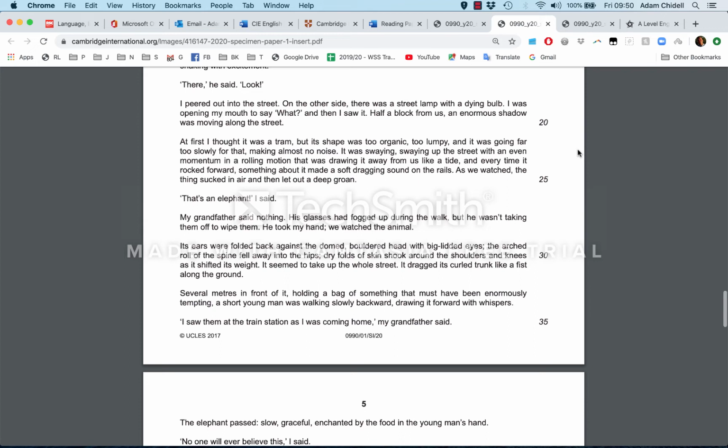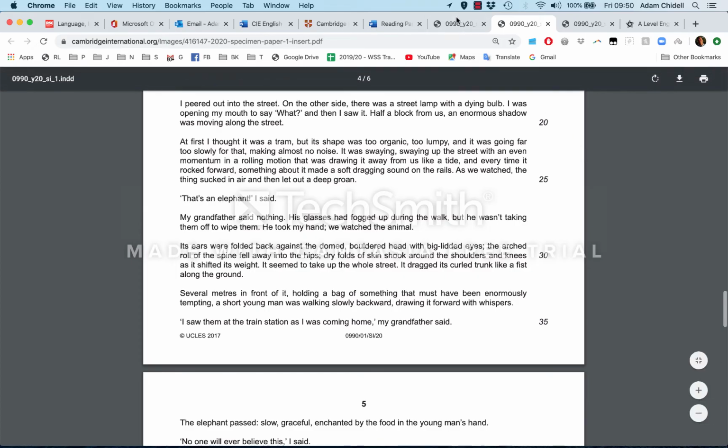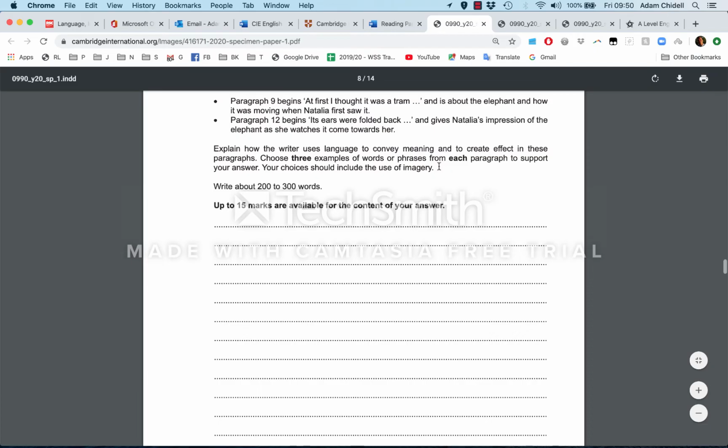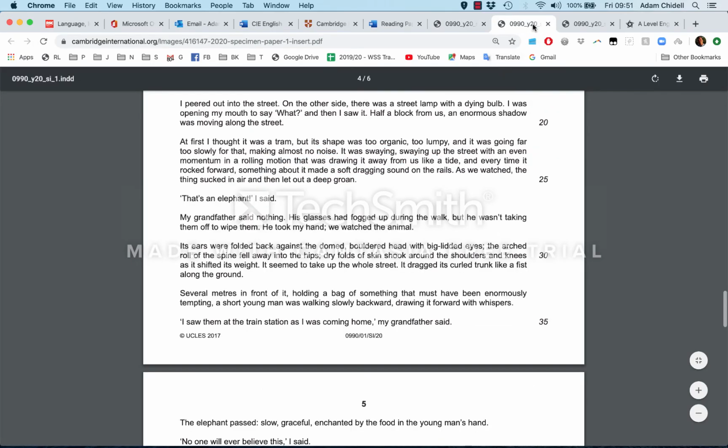And if there is imagery in the paragraph, you can firstly guarantee that it will appear on the mark scheme, because they specifically would like you, they say, to try and include the use of imagery in your choices. And also, you should feel quite confident that there are plenty of things that you can say, because the whole point of imagery, as the name suggests, is to create a picture in your mind. And your job at this stage is to explain in detail what exactly that picture is.